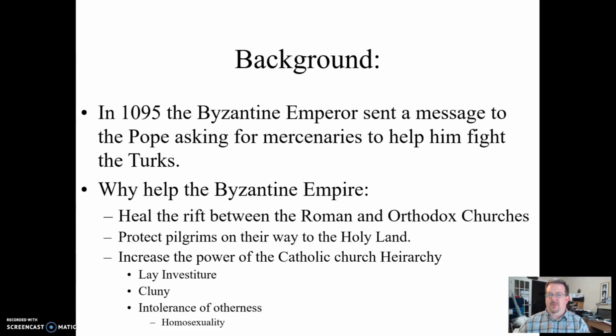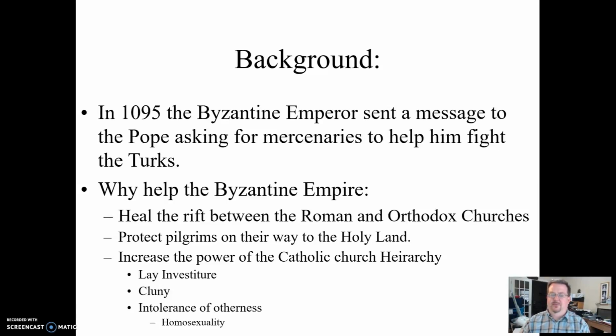Also, there's a desire by the Pope and by the Catholic Church as a whole to increase the power of the Catholic Church. And what they're fighting against is an idea called lay investiture. And that was the tradition in Europe that local political leaders, kings, princes, dukes, counts, barons, they got to decide or invest the individuals who became local priests. The Catholic Church was arguing that the church should decide who became a priest, and this was really control over membership in the church.